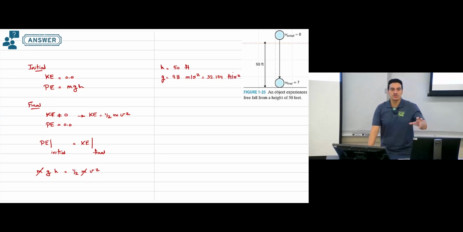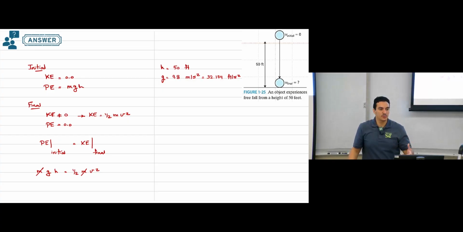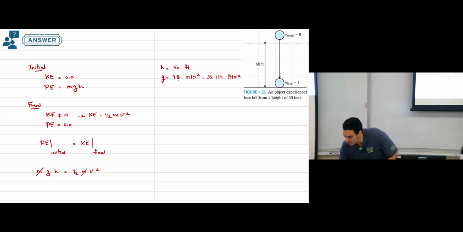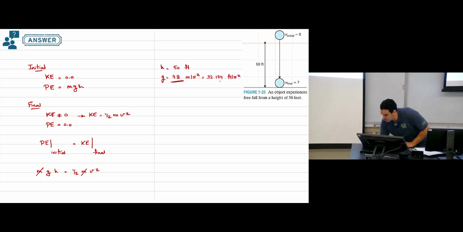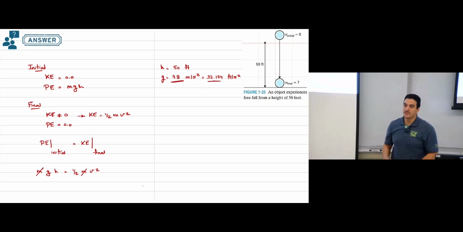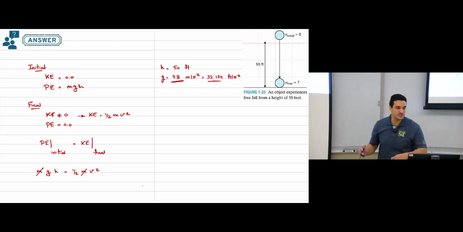So if you express the height as 50 feet, which value of g will you use? Will you use 9.8 or 32? 32. We need to keep the units consistent.